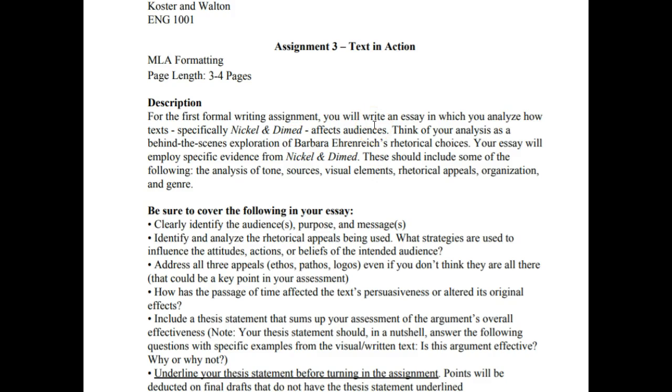So for this assignment, you're going to write an essay in which you analyze how texts, specifically Nickel and Dimed, affects audiences. I want you to think about this as an analysis of the behind-the-scenes exploration of our author's rhetorical choices. And when I say rhetorical choices, I want you to think about some of the items that are mentioned this week, as far as the rhetorical triangle, which is in the handout section of the weekly activities for this week. And also, you want to be looking at the 2 lectures that we have posted as well.